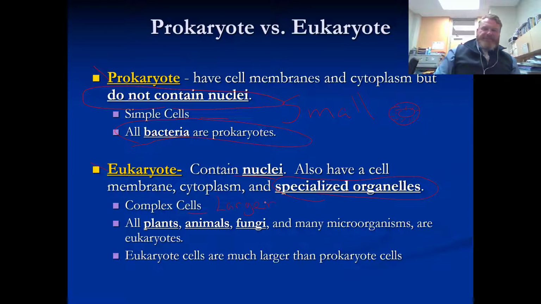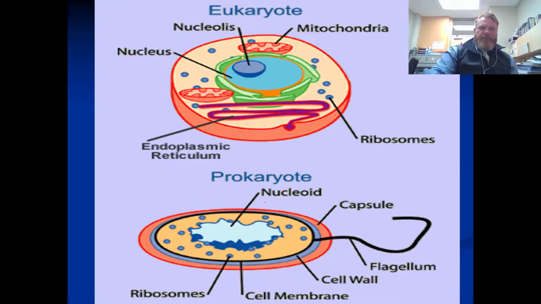All right. So, to give you a proportion of the size, the prokaryote cell here is about the size of a mitochondria. That's about it. It's smaller than the nucleus. So, it's very, very small compared to a eukaryotic cell.